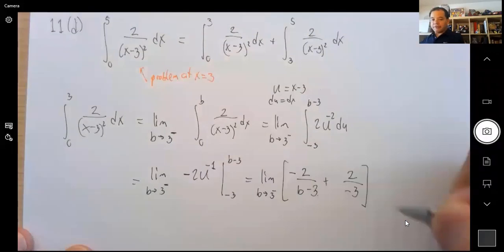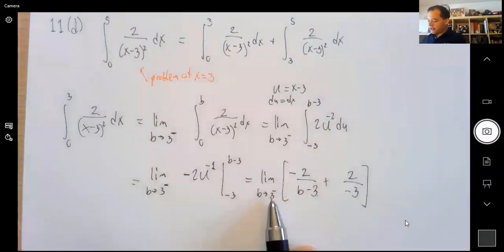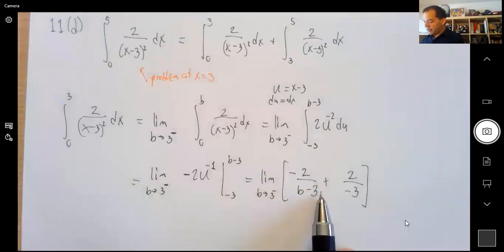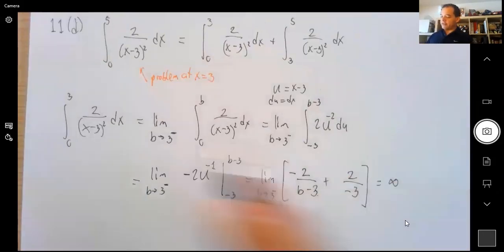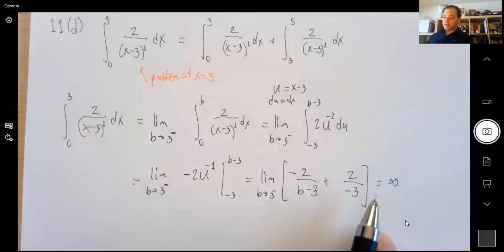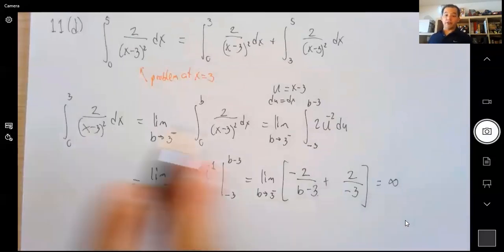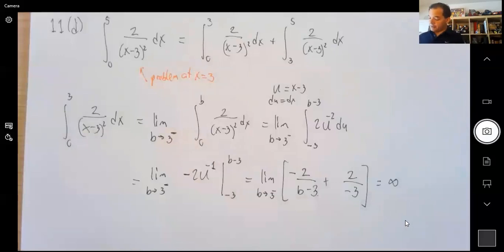And then what about this limit? Well, if 3 approaches b from the left, this number will be a small negative number. And when I divide negative 2 by a small negative number, it becomes a gigantic number, right? So this goes to infinity. This part goes to infinity. So that means this integral is not convergent, right? And because this integral is not convergent, we're done. That's it. So this one diverges.